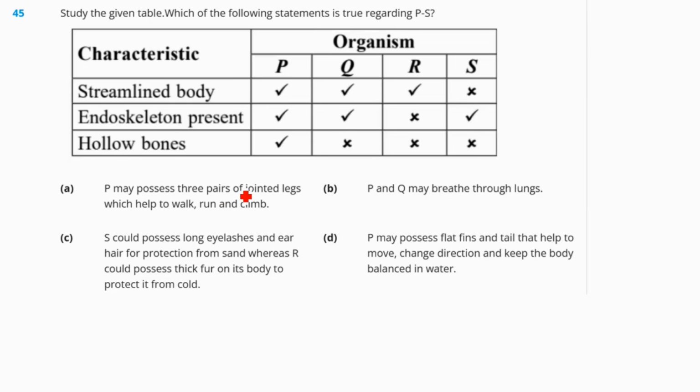P may possess 3 pairs of jointed legs. No. Birds do not have jointed legs. This is wrong. P and Q may breathe through lungs. Yes, birds and frogs both have lungs. This is correct. B is correct.